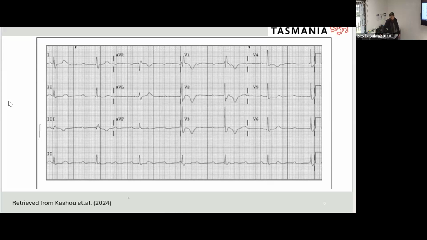Oh, and we've had some people drop off because they don't want to do group work. And then we'll come back and discuss as a group, and each group can present their ECG if that's okay.